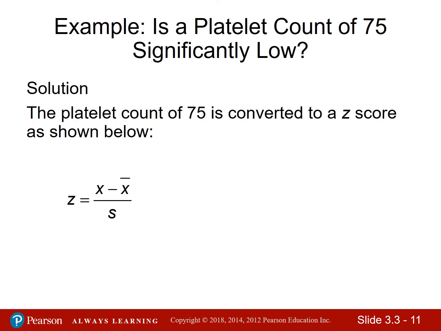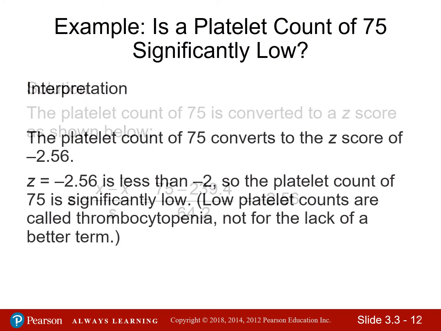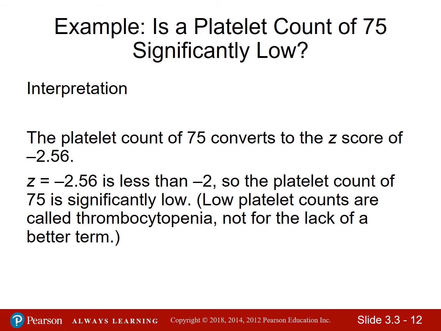x minus x bar divided by s, again calculating the z-score: 75 minus 239.4 divided by 64.2, and we get negative 2.56. You can see this is negative, so it is below the mean, because the mean is much higher than the x value. As we mentioned, every time the mean is higher than the actual data value, the z-score will be negative, right? The platelet count of 75 converts to a z-score of negative 2.56. It's less than negative 2, so the platelet count of 75 is significantly low, right? It's very low.